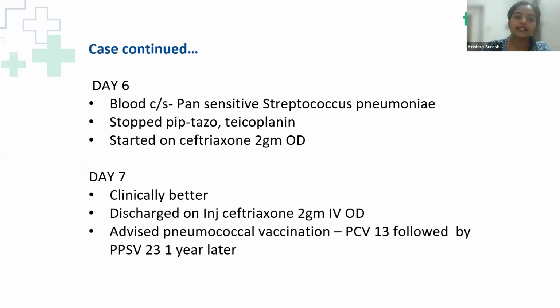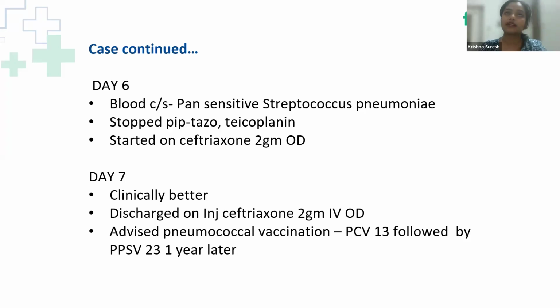So going back to our case, here the blood cultures are growing pan-sensitive Streptococcus pneumoniae. So piperacillin, tazobactam as well as teicoplanin was stopped for this patient and was started on ceftriaxone 2 gram OD. Day 7, patient was clinically better and was discharged on injection ceftriaxone 2 gram IV OD. Also, we advised pneumococcal vaccination, that is PCV 13, followed by PPSV 23 1 year later.